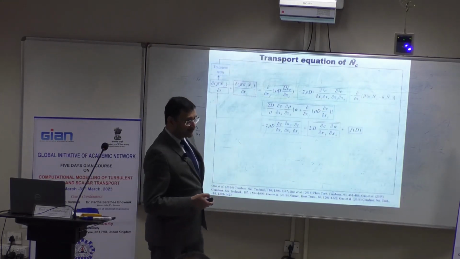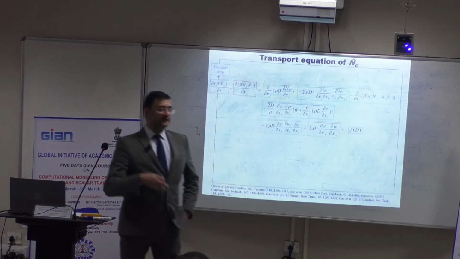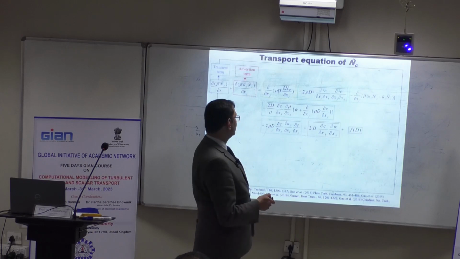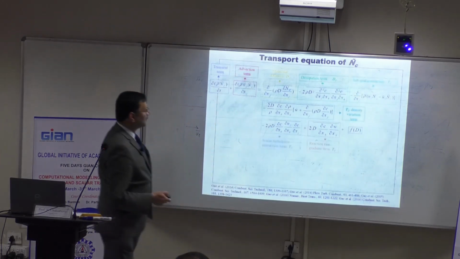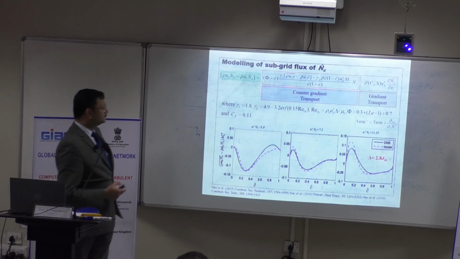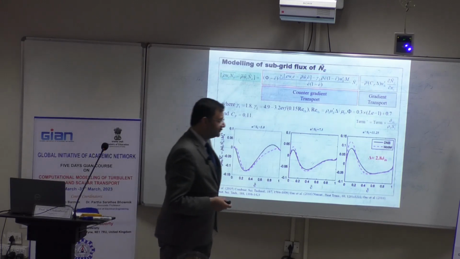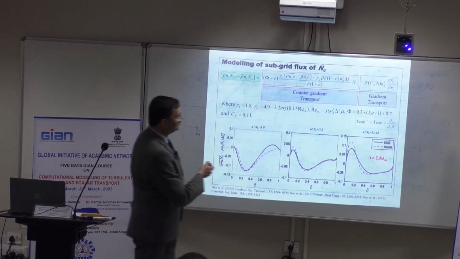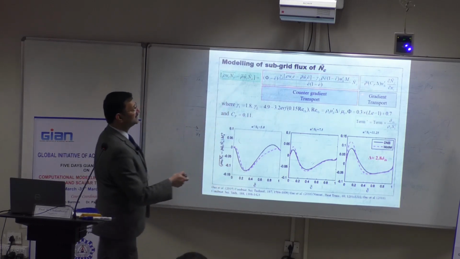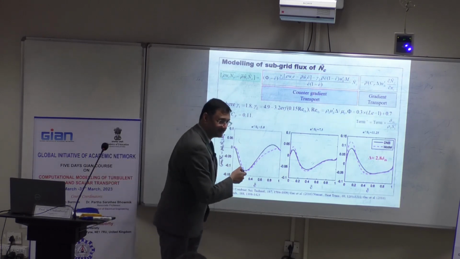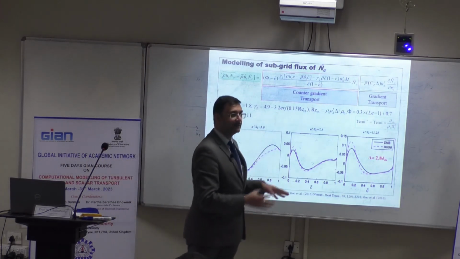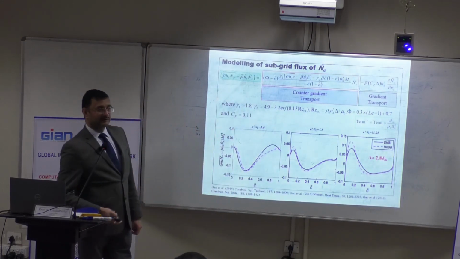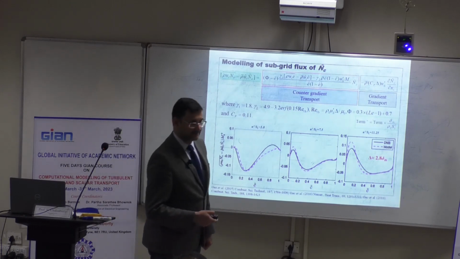Now, just as I showed before, one can extend the modeling methodology for RANS to LES perspective as well. Basically, all the concepts were borrowed from the RANS modeling. The subgrid flux is modeled in such a manner that this part is the gradient part, this part is counter gradient part, depending upon the relative strength, whether you are going to get gradient effect or counter gradient effect. As you can see, the model does a reasonably good job in terms of capturing DNS.